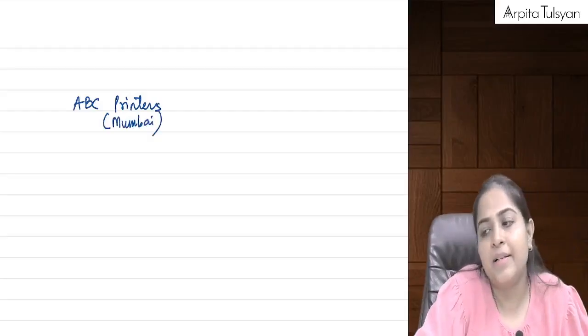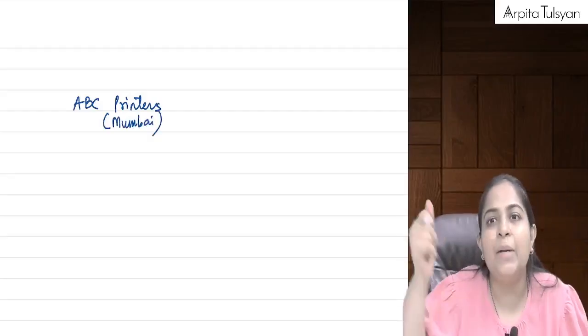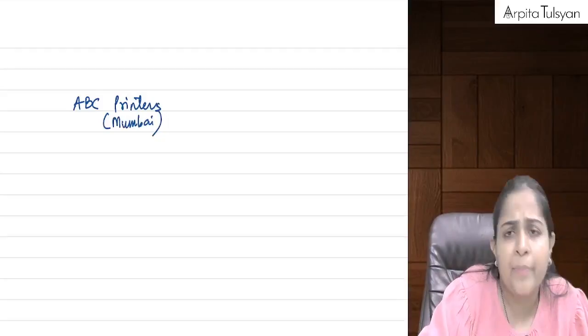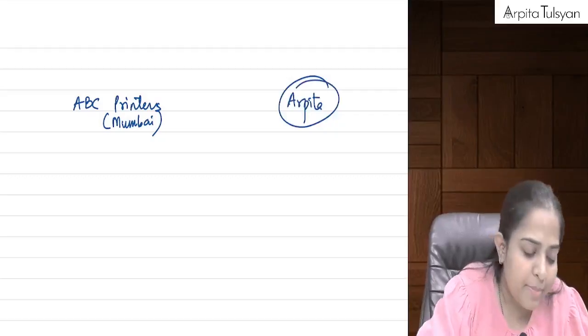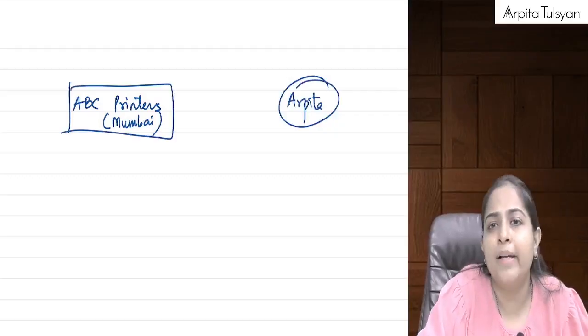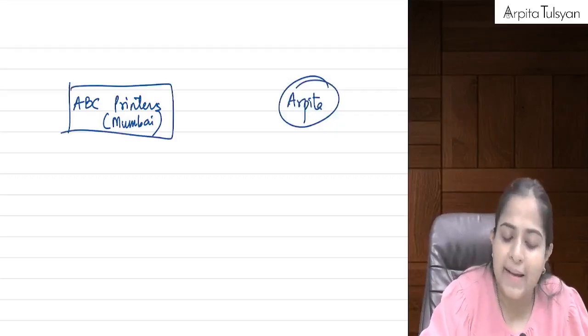Now let's say I go and contact ABC printers, which is in Mumbai. I say that I want to get my IDT book printed. ABC printers says okay, we can do the printing, and it is ready to provide the services to Arpita. ABC printers asks me what I want to print, and I say I want to print this IDT book.